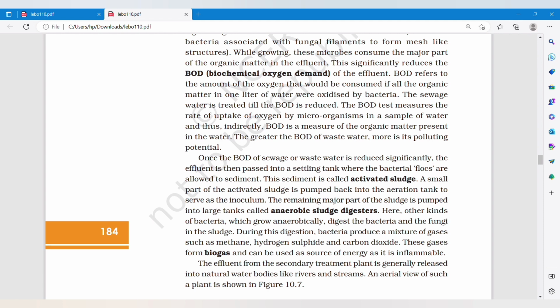The BOD test measures the rate of uptake of oxygen by microorganisms in a sample of water, and thus indirectly BOD is a measure of the organic matter present in water. The greater the BOD of wastewater, the more is its polluting potential.